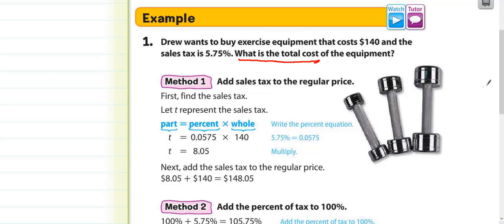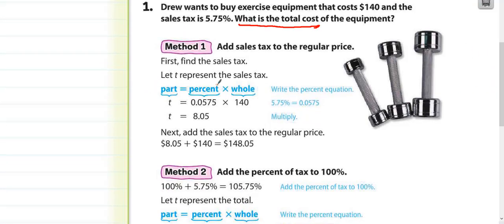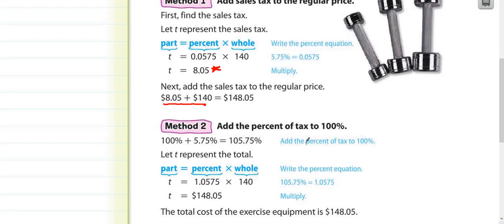So notice there are 2 methods that they talk about. In the first method, you find the tax, the 8.05, right here, and then you add it to the 140 to get the full amount. In the second method, you add the 100%. This is the equipment right here. Go ahead and write this in your book. That 100% is the equipment itself. You add that to the tax. You get 105.75. Multiply that. And notice you get the same amount either way.